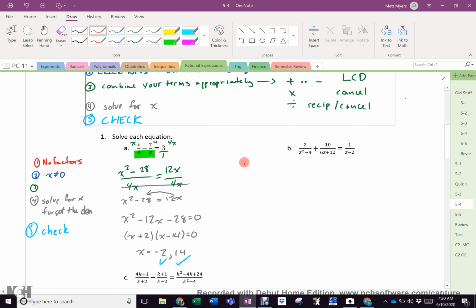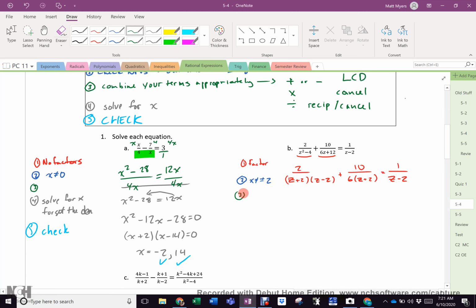So let's go to here. Step 1, factor. Where can we factor? We can factor here, here. So we do that. 2 over z, I shouldn't have used z, z plus 2, z minus 2, plus 10 over 6, z plus 2 equals 1 over z minus 2. Now, I need that common denominator. What is it? Sorry, I didn't do my NPVs yet. X cannot be plus or minus 2 right there, and that covers there and there.